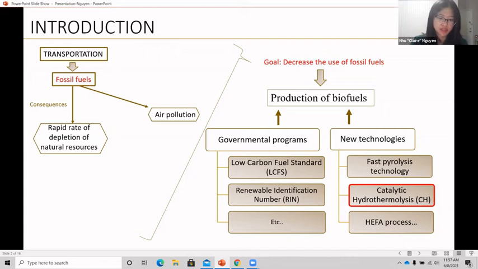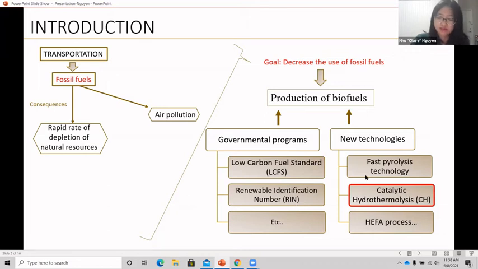fossil fuels. And in the US, there are a number of governmental programs to encourage the production of biofuels, such as the Low Carbon Fuel Standard, or LCFS, and the renewable identification number, or the RIN, and a number of other programs today. But for our study, we only incorporate the LCFS and the RIN.